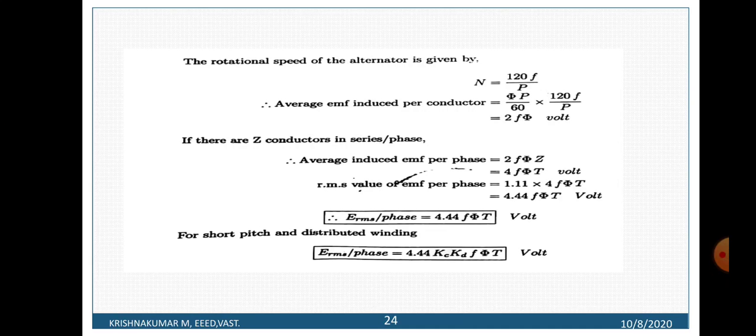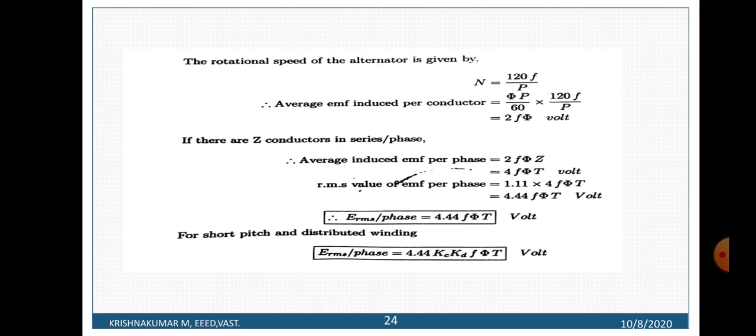Then the RMS value of EMF per phase is equal to 1.11 into the average value, which is 1.11 into 4 f phi T, equal to 4.44 f phi T volt. So the RMS value of EMF per phase is equal to 4.44 f phi T volt.